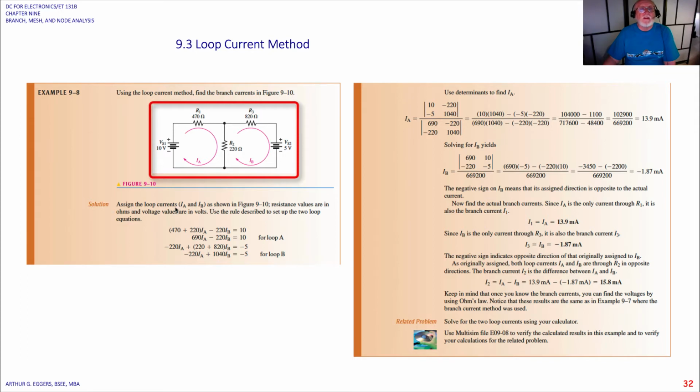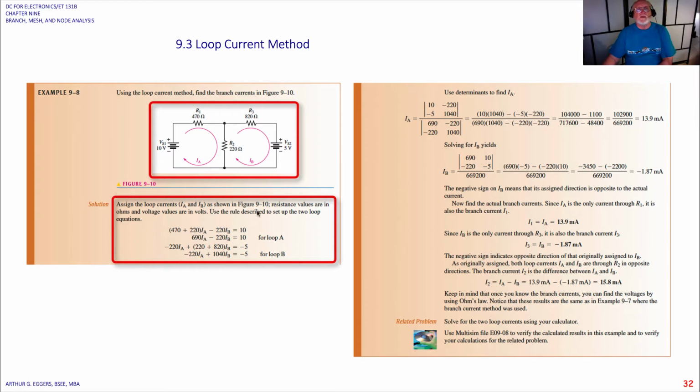So we assign the loop currents, as I just stated. Resistance values are in ohms, voltage values are in volts. Use the rule described in the previous session to set up the two loop equation. So you can see what we've done here. We've got 470, which would be in ohms, added to 220, which would be in ohms, times the loop current for this particular loop, okay?